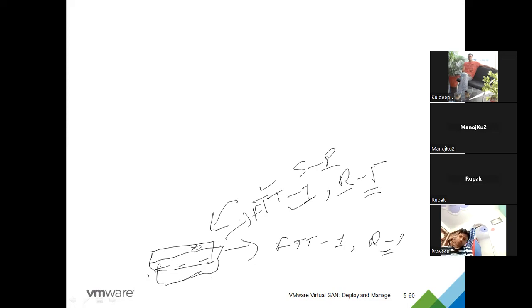But what will happen to the existing components? Is this policy going to affect these existing components? My answer is no. Until I change it manually, it will not affect them. All these old legacy components are still following FTT1 RAID 1, because this policy already exists here, right?